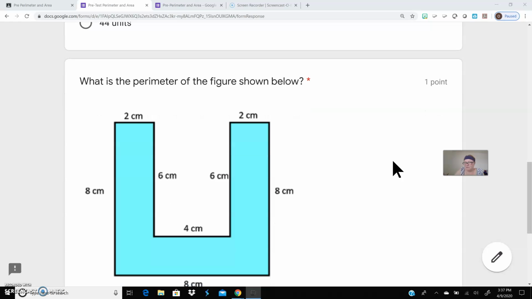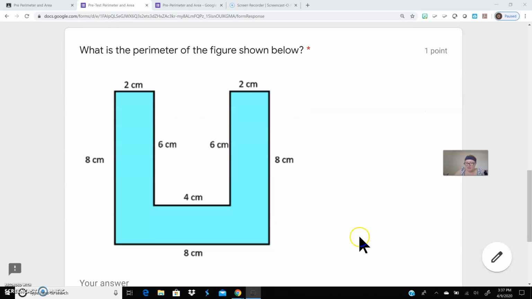What is the perimeter of the figure shown below? Well, they've already given us the information and they're just asking for perimeter. So I'm going to add, and yep, I'm going to take out my calculator because it's okay if you do that, but not on the test, right? So I'm going to add 2 plus 2 plus 8 plus 8 plus 6 plus 6 plus 4 plus I have one more 8 on the bottom. My answer should be 44.